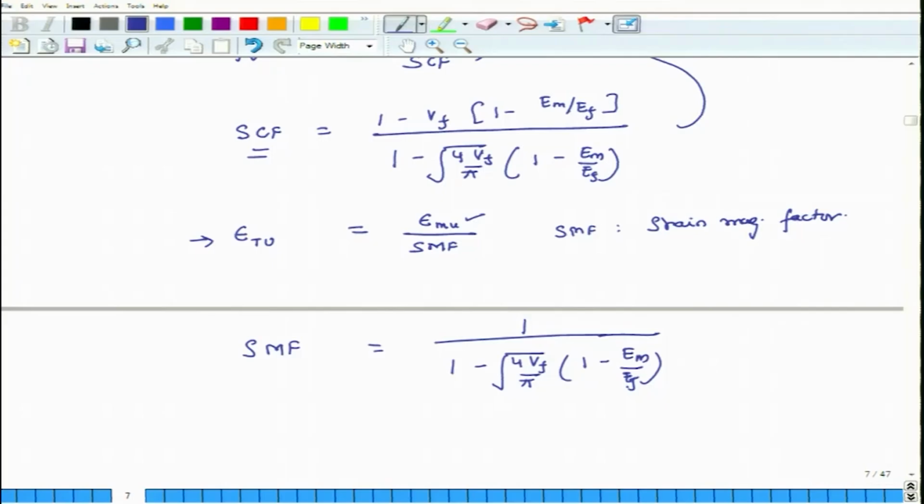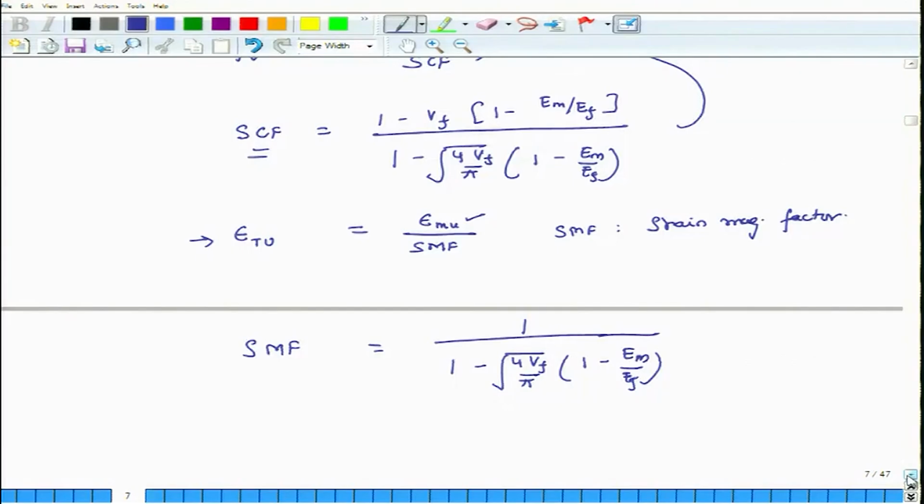Think about a scenario when Em and Ef are the same. What that means is the modulus of matrix and modulus of fiber is the same. What happens? Then theoretically, when you look at these relations, SCF becomes 1 and SMF becomes 1. Effectively what this relation says is that if the matrix material properties become very close to that of fiber, there will be very little stress concentration or strain magnification. And that makes sense, because if the materials are same, then when you apply external force, all the force will get transmitted to the other side through uniformly spaced stress lines. Okay. So, this is a thing to understand.